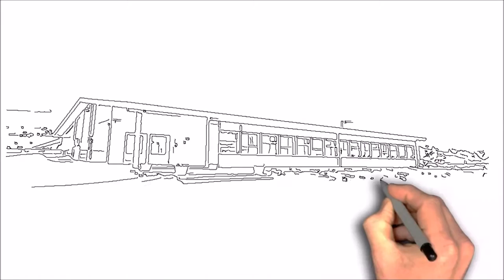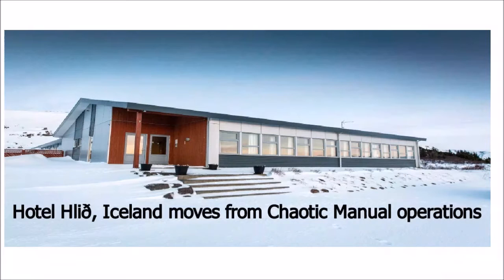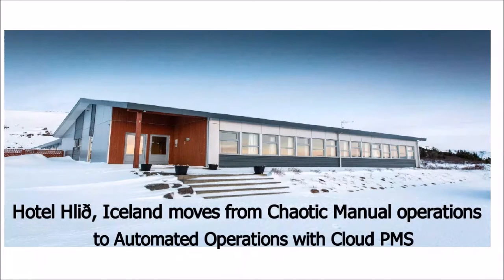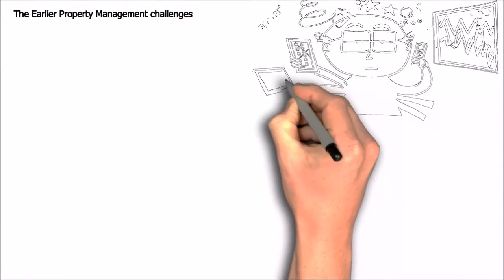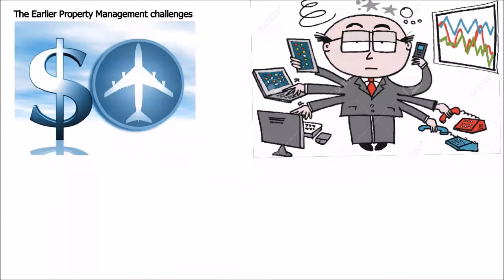From chaotic operations to streamlined efficiency at the 21-room Hotel Hlíð in Iceland, powered by Hotelogix Cloud PMS. New management took over operations in 2013. Three partners were located away from the property, which increased travel costs.